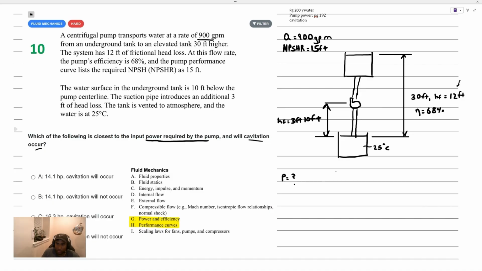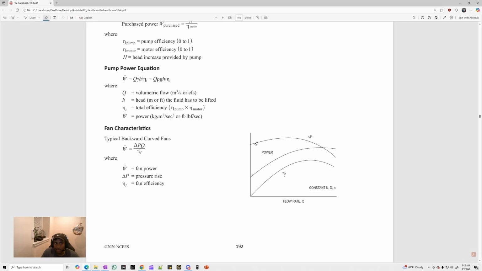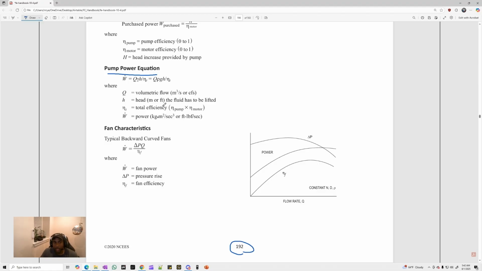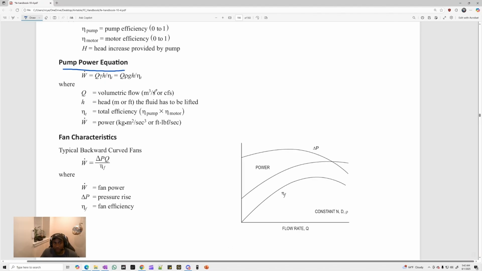There's an equation in the FE reference manual which discusses the idea of pump power, and that is on page 192 of the reference manual. You can see that pump power is just the product of the volumetric flow rate, the specific weight, the head, and then the efficiency. They have the efficiency broken up into a pump and a motor, but we're just given one bulk efficiency. So that's what we're going to apply. We're going to use this equation.